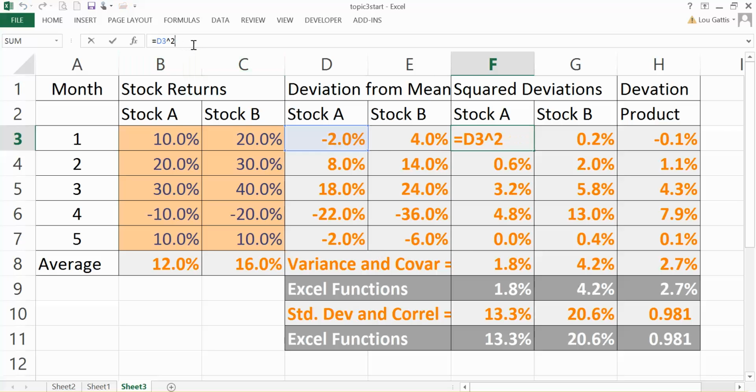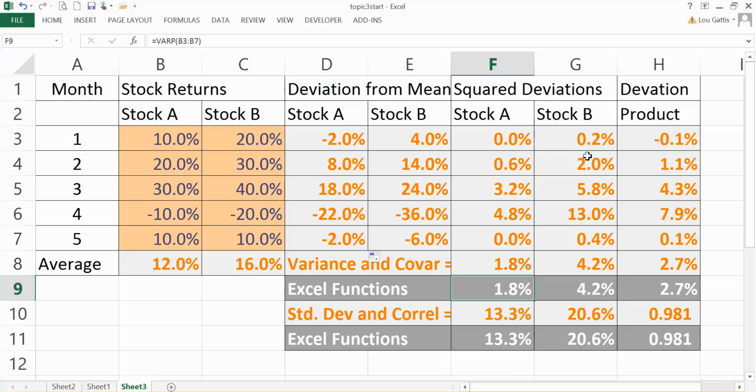I can then take these squared deviations in each period, and if I averaged the squared deviations for stock A, that would be the variance of A. If I took the average of the squared deviations for stock B, that would be the variance of B. Or I can use Excel's function VAR.P, the population variance. If I then take the square root of variance, I'd have the standard deviations. So again, if you have returns and a mean, take the deviations, square the deviations, take the average squared deviation, and then you have variance. Take the square root, you have standard deviation.